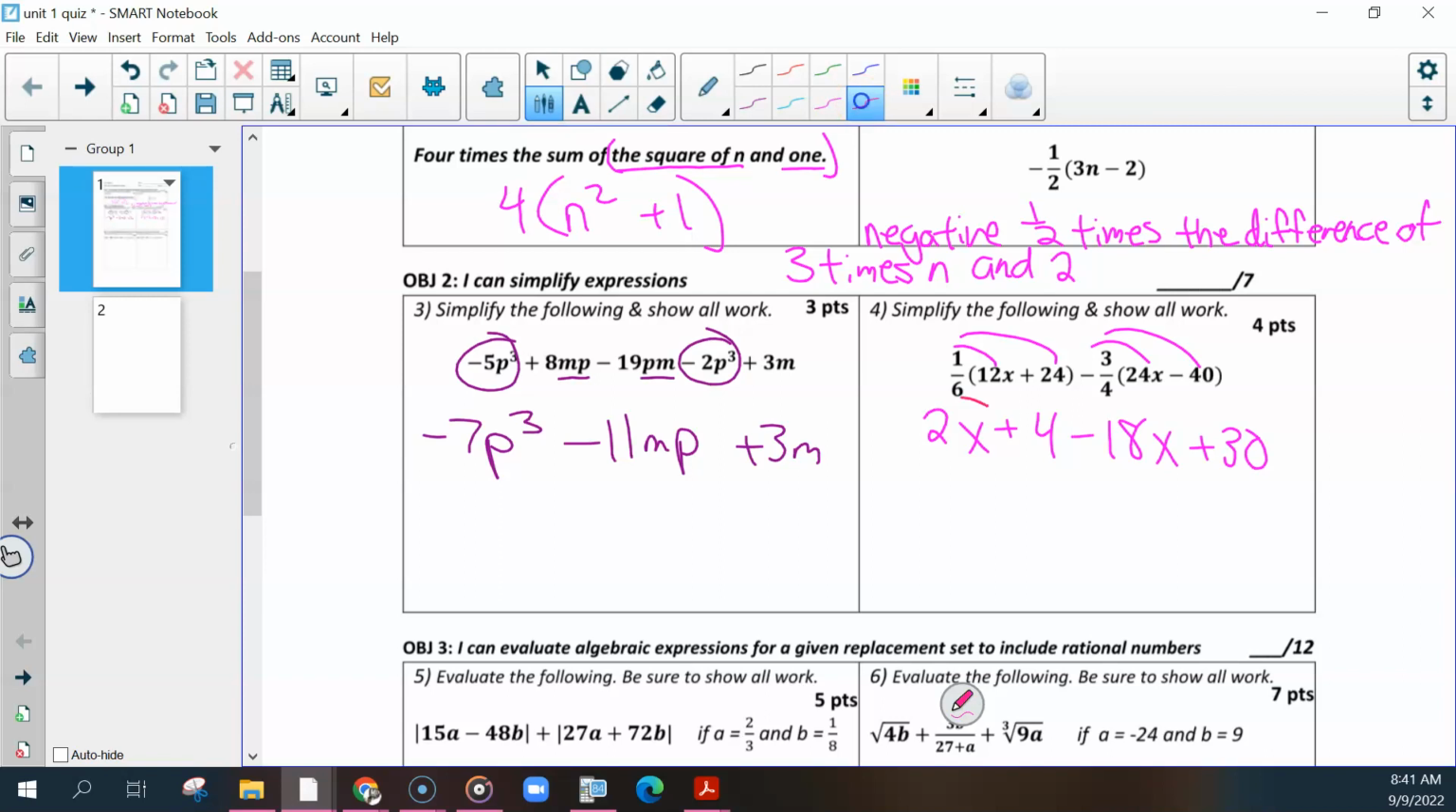Combine your like terms. Be careful, some of you got 16 and not negative 16, and it should have been a negative. And then if you didn't get a positive here because of these two, it threw everything else off, so be careful with your signs. But negative 16x plus 34 was your final answer for that one. Anyone have questions on that?